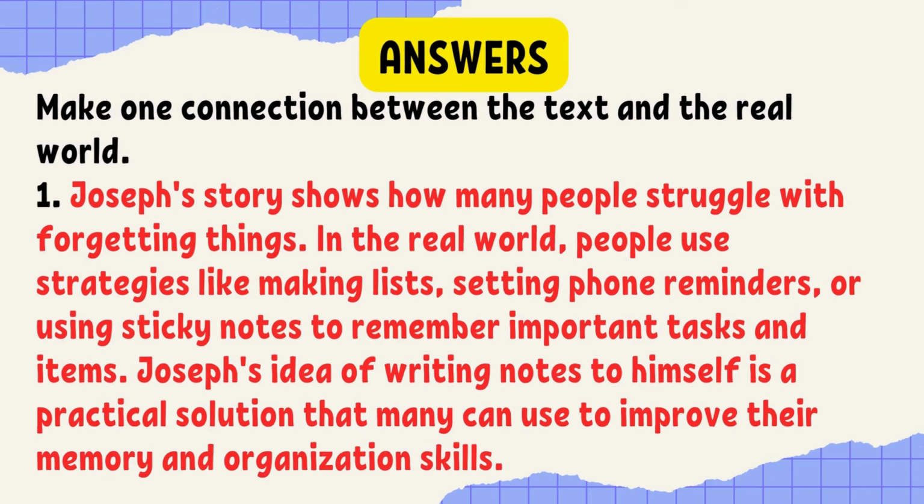So for connection between the text and the real world, Joseph's story shows how many people struggle with forgetting things. In the real world, people use strategies like making lists, setting phone reminders, or using sticky notes to remember important tasks and items. Joseph's idea of writing notes to himself is a practical solution that many can use to improve their memory and organization skills.